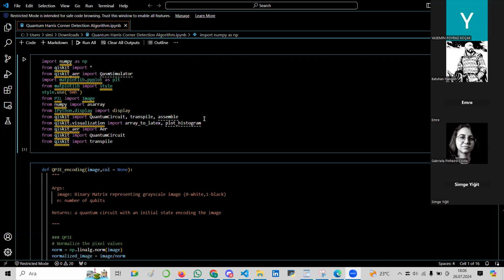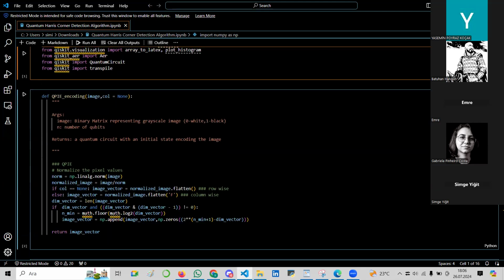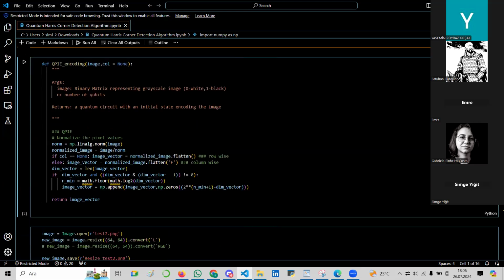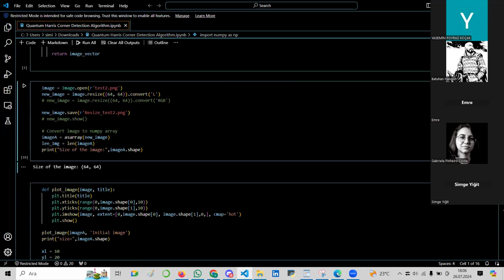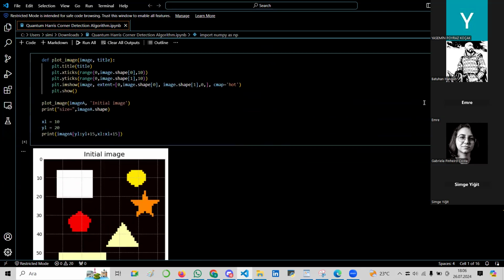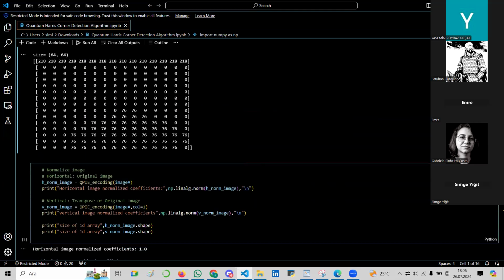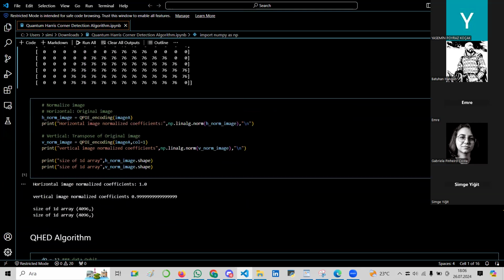Yes. So we implemented the quantum Harris corner detection algorithm using the Hadamard edge detection technique. This is our QPI encoding function, which we also showed in the first week. Then we tried the corner detection with this image, which shows the shapes of stars and a square. Then we applied the quantum Hadamard edge detection algorithm.